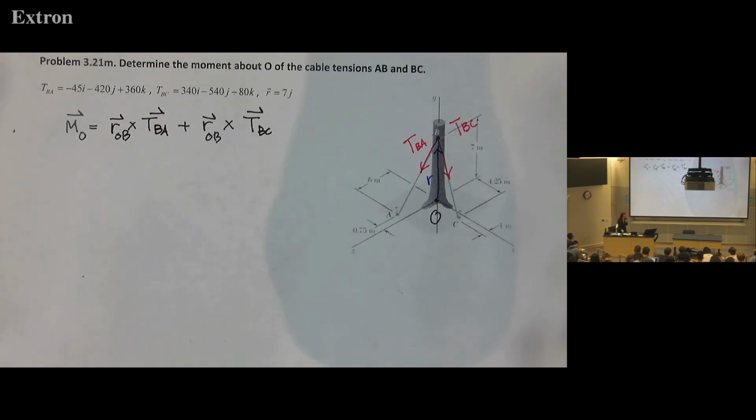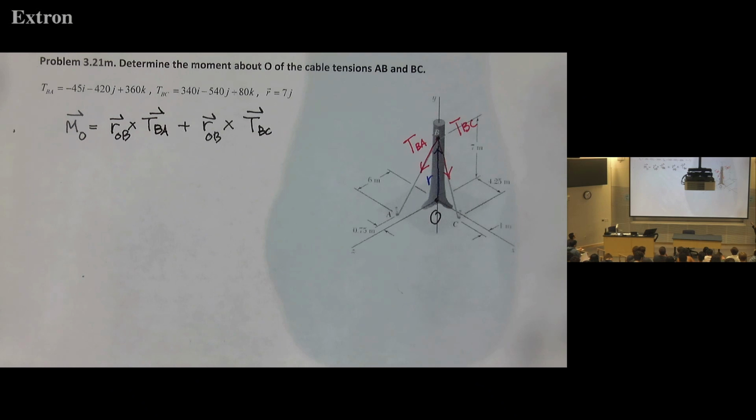So any questions? This is the first time we applied the moment equation, the 3D moment equation. So I'll repeat: the moment about O of these two cable tensions uses the cross product, R cross T for the first one and R cross the second cable tension. The position vector R is a vector connecting the reference point to the point of action of the force. The point of action is here, so OB is the position vector.